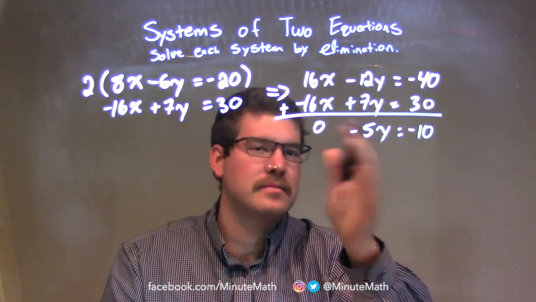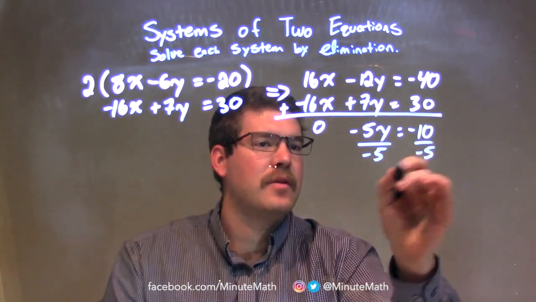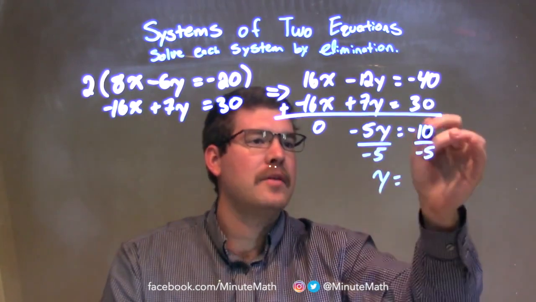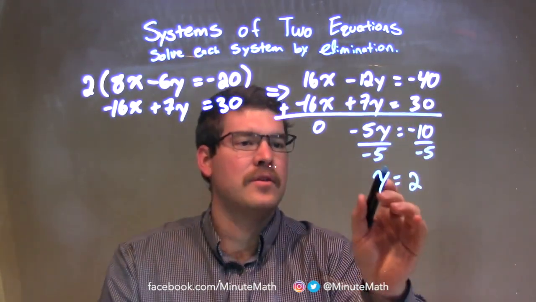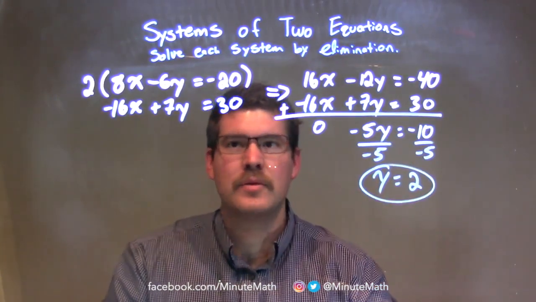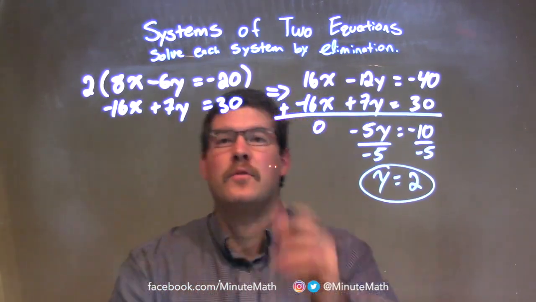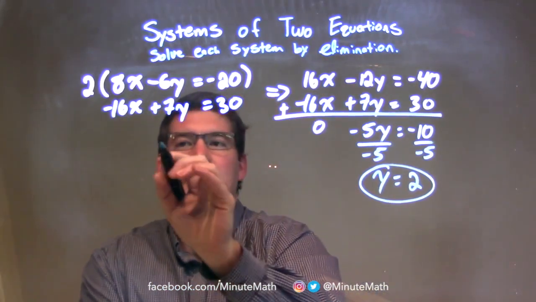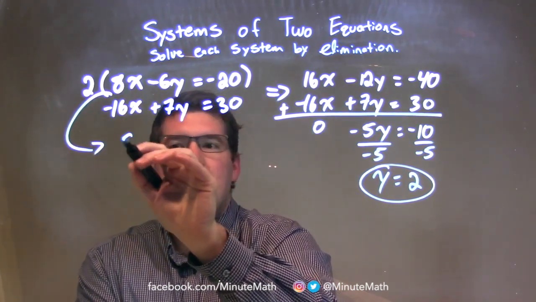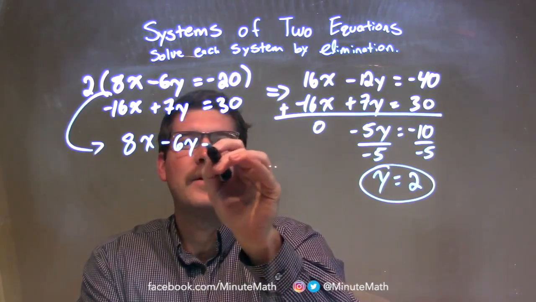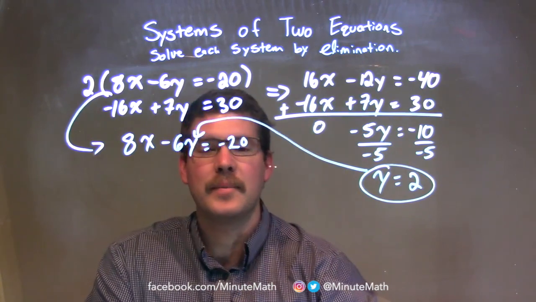The 0, I don't really care about it; it's gone. I'm going to divide both sides by negative 5. This gets me y by itself. Negative 10 divided by negative 5 is positive 2. So we have y equals positive 2. Now we're going to plug that back into one of my equations and simplify. I'm going to pick the first one again, without the multiply by 2. So 8x minus 6y equals negative 20, and I'm going to take this y being 2 and plug it in.